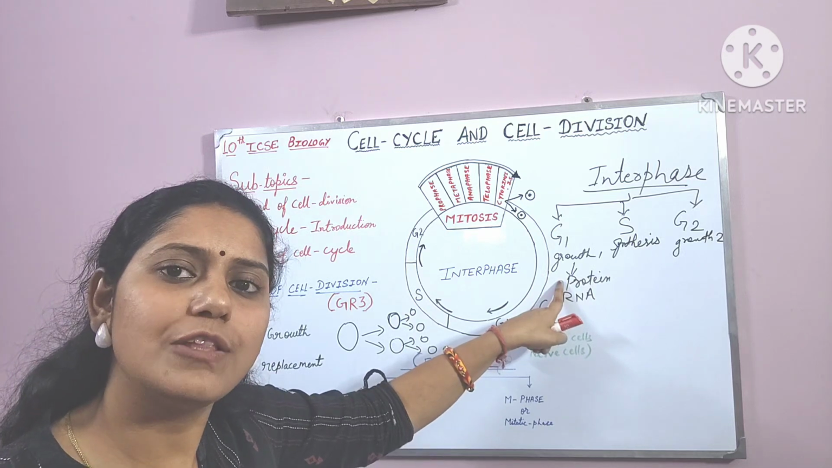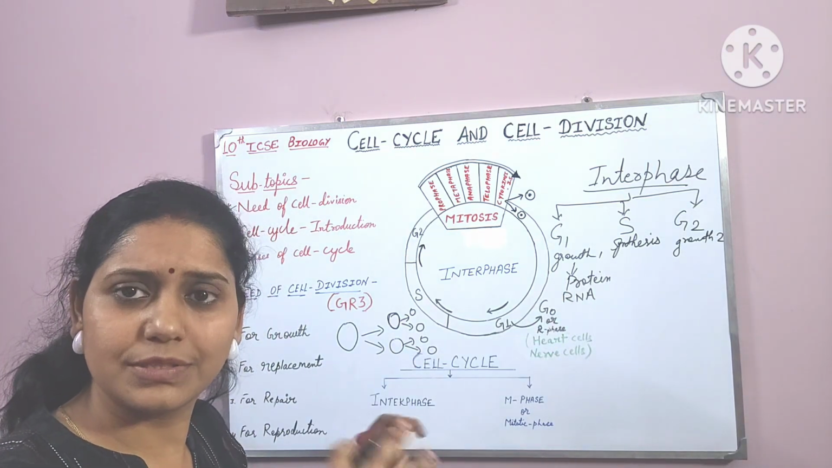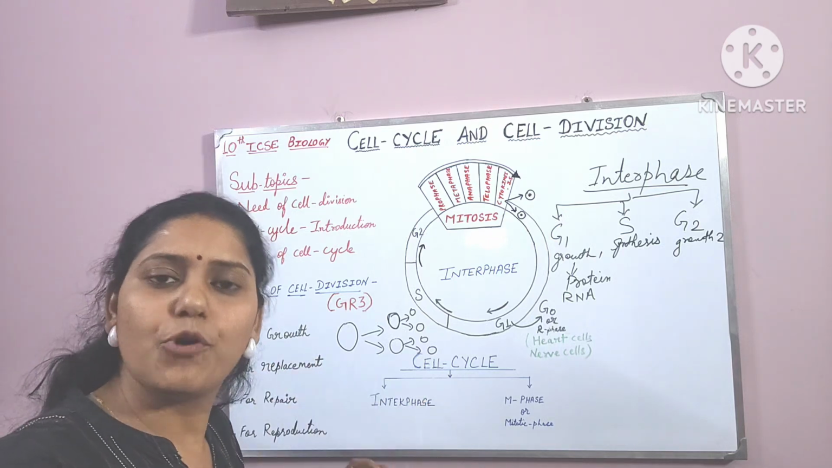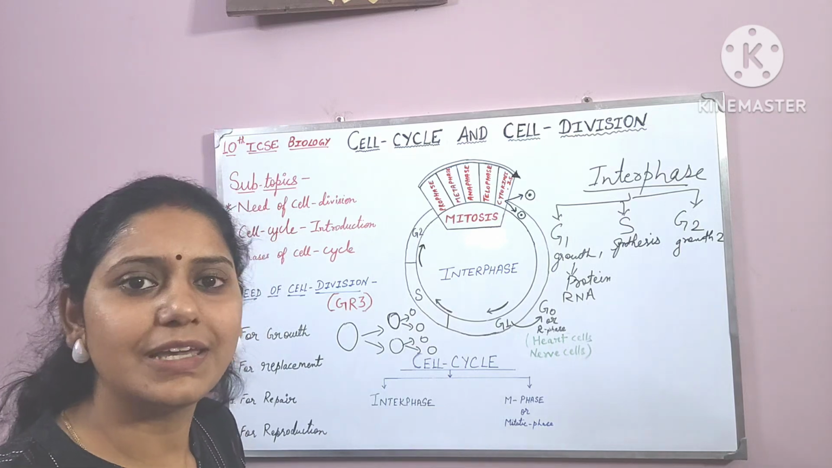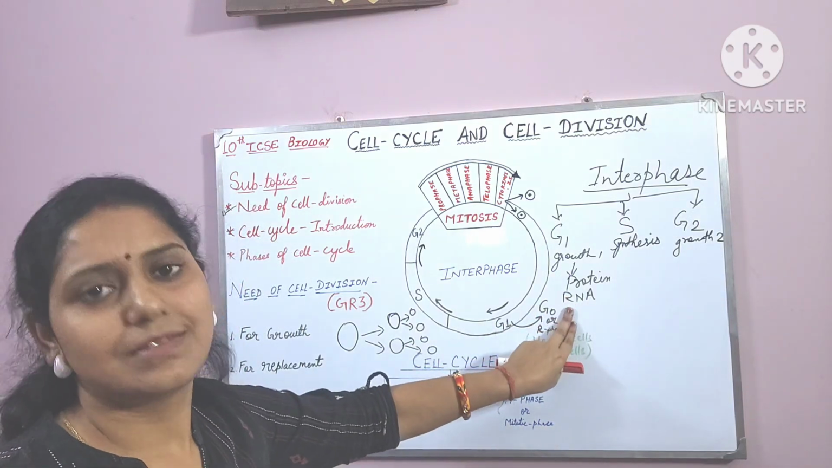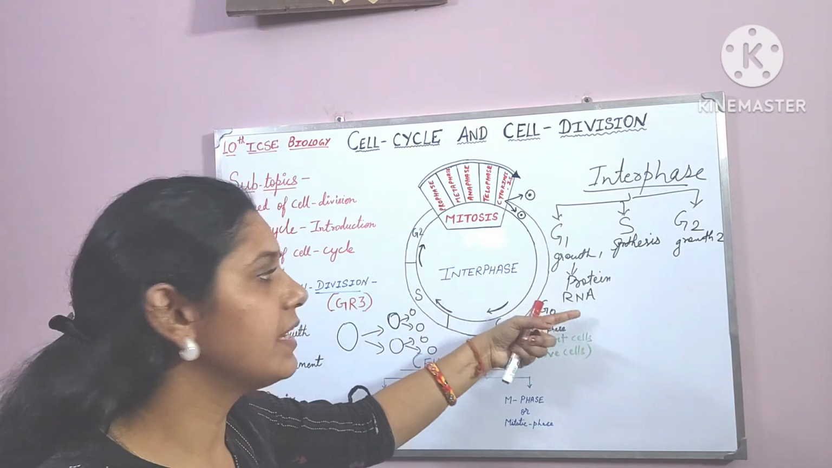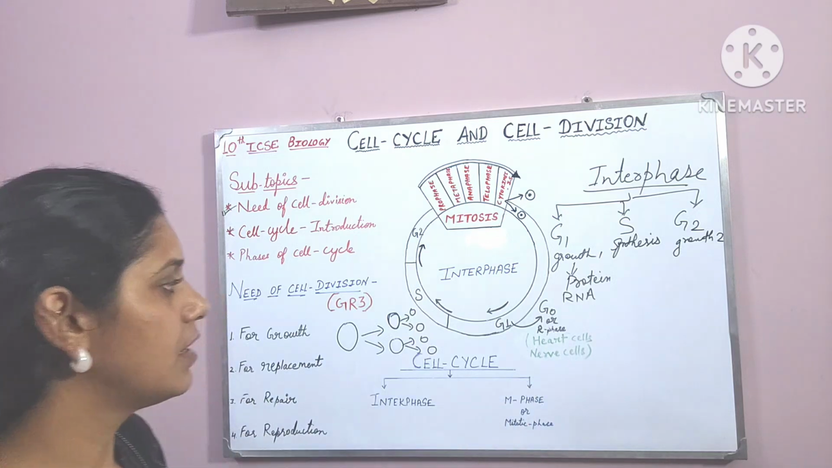And why is it doing all those things? Because a cell has to divide. A cell has to distribute all the important constituents which are present in a parent cell. Those important constituents need to be distributed in the daughter cells properly. That's why all these preparations will be done. So protein and RNA will be synthesized in G1 phase.